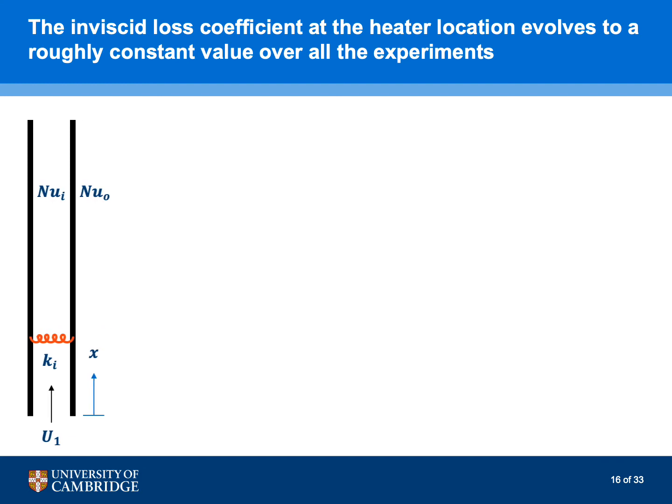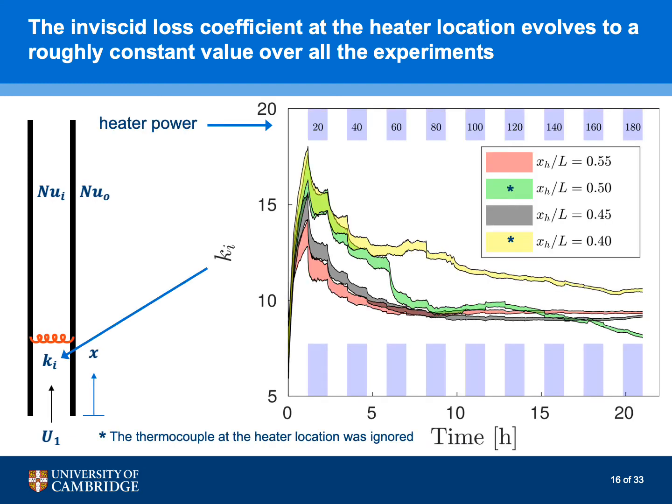Here is what the implicit loss coefficient, our first parameter, looks like. Different colors represent simulations at different heater positions. As time progresses, the heater power increases by 10 watts every 70 minutes. After an initial transient, the implicit loss coefficient evolves to a roughly constant value over all the experiments.